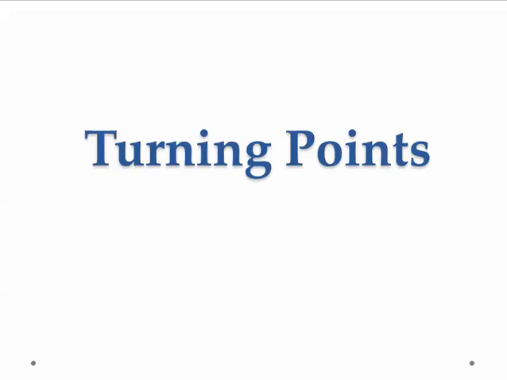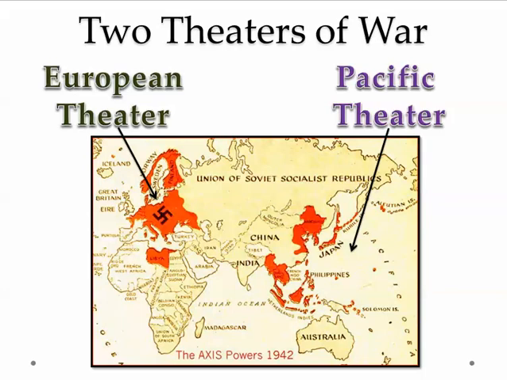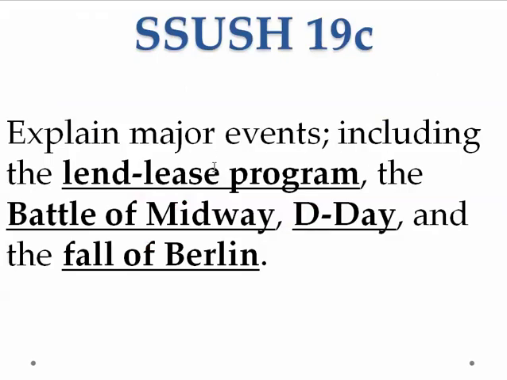Okay. All right. Says there's two theaters of war, and we need to talk about these. Hold on. Let's first go back and look at what we're supposed to be talking about. Explain the major events, including the Lend-Lease program. We just did that. The Battle of Midway and D-Day. Battle of Midway and D-Day, they're both turning points during World War II, and that's what we want to talk about right now.